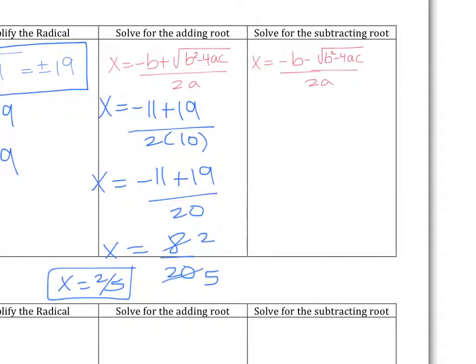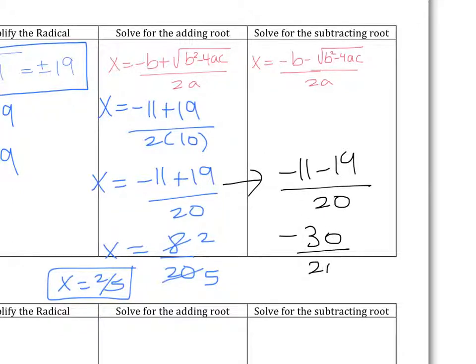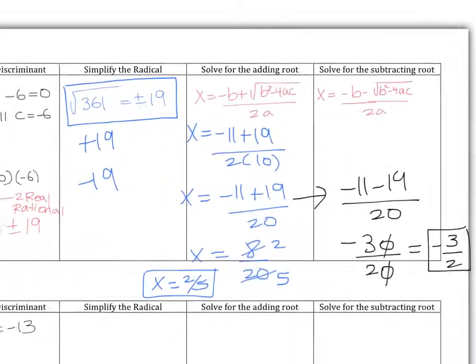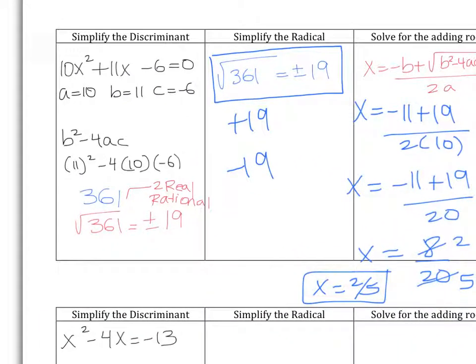Now as for the other part, it's going to be exactly the same, but instead of plus 19, I'm going to have a minus 19 over 20. So I'm going to end up with negative 30 over 20. You can simplify that and you will end up with negative 3 over 2, and that's your second root. And I already know from the beginning that I will have two real and rational roots, and that's what I got. Rational means there is no radical in your answer.